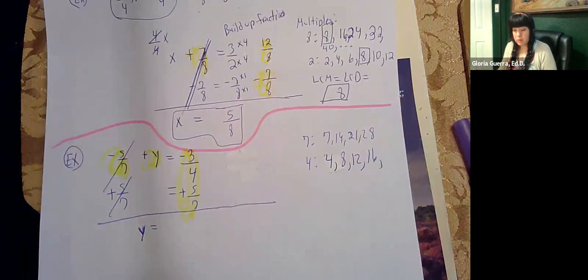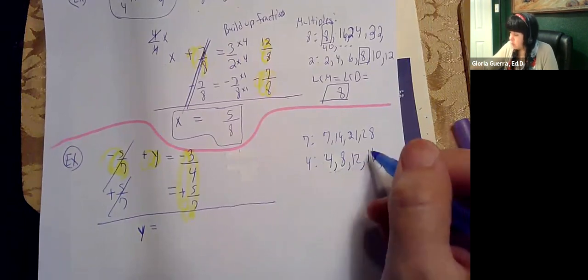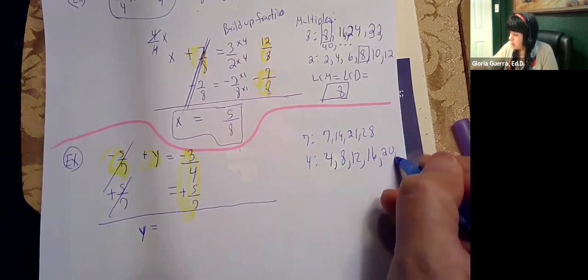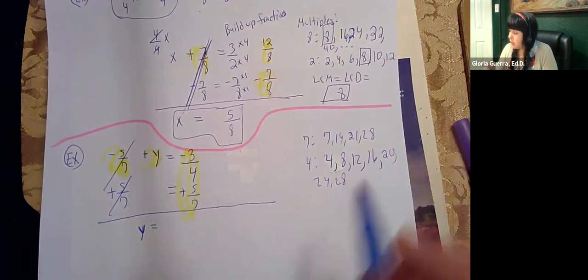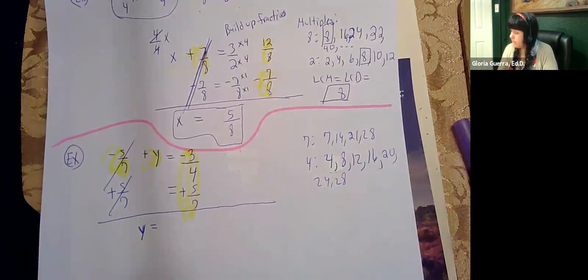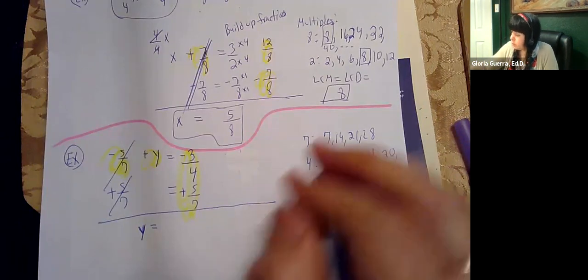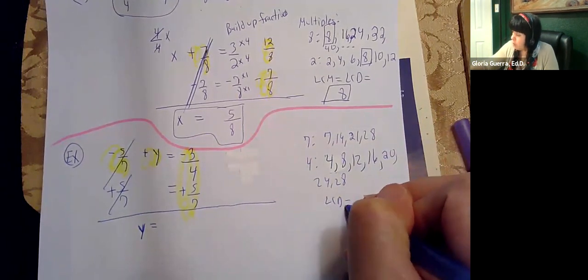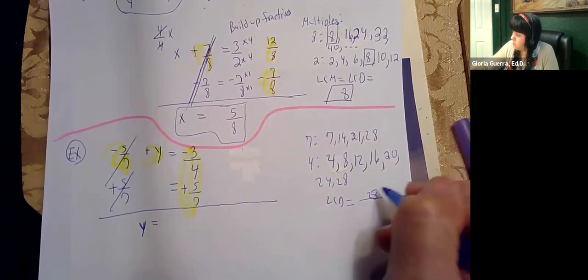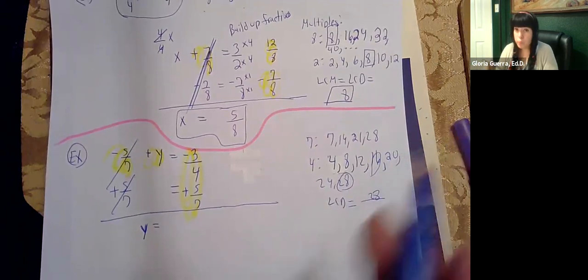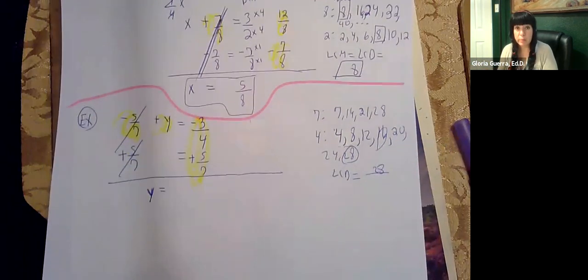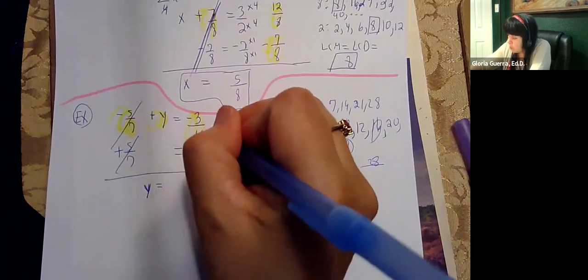Okay, so far no match. 7, 14, 21, 28. So I think it's supposed to be 28. 4, 8, 12, 16, 20, 24, 28. Okay, build up your fractions.